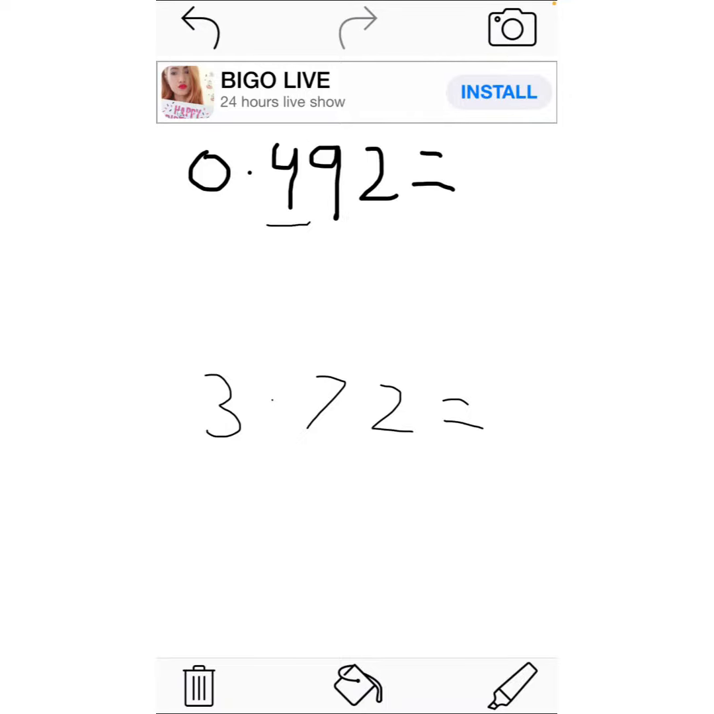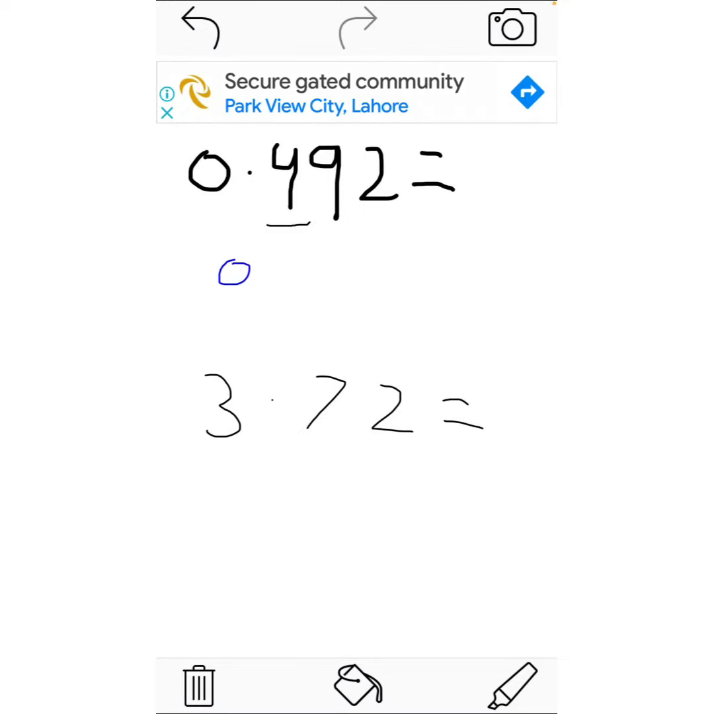So since this number 9 is more than 5, we're gonna add one more. So the 4 is gonna turn into a 5. So our answer is gonna be 0.5. Simple as that. Alright, now let's take a look at another example.